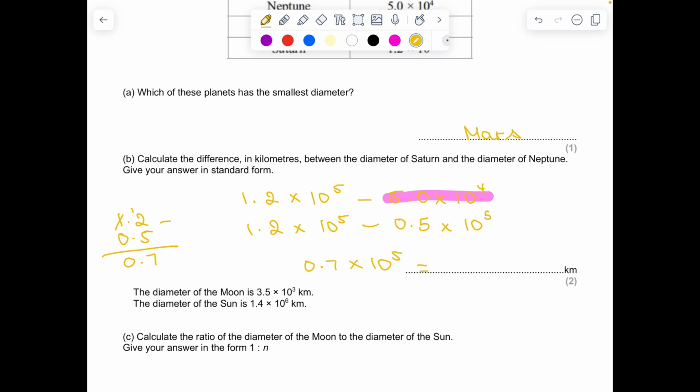Now we need to shift the decimal point back here, and so it's become 7 times 10 to the power of 4. So that's your final answer. But it should equally work if you decide to change these into normal numbers.